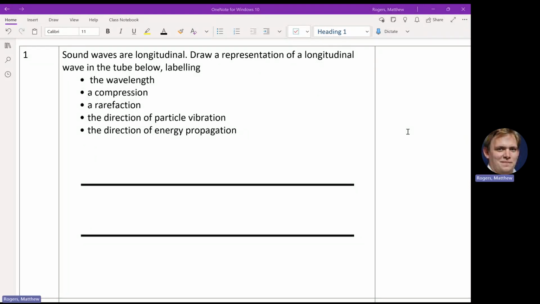Question 1. Sound waves are longitudinal. Draw a representation of a longitudinal wave in the tube below, labeling the wavelength, a compression, a rarefaction, the direction of particle vibration, and the direction of energy propagation.